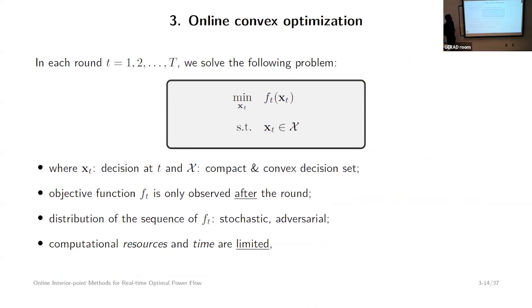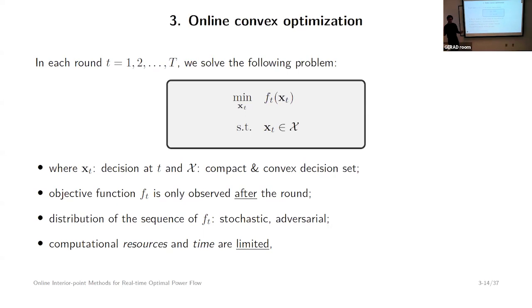In online convex optimization, we have a sequential decision-making problem. At round t, 1, 2, 3, up till big T, our time horizon, I want to solve the following problem where x of t, or x_t, is my decision at time t, and curly X is a compact and convex decision set. One may say now, yes, Antoine, this is just an optimization problem. That sounds pretty easy, especially since you told us that it's convex. But that's where it becomes interesting. The objective function that we need to minimize is only observed after the round. So there's a predictive aspect to it. You don't know what's going on, but you still need to minimize it.